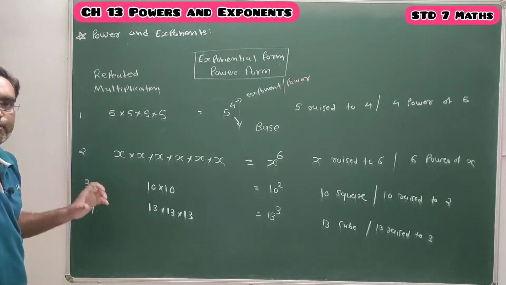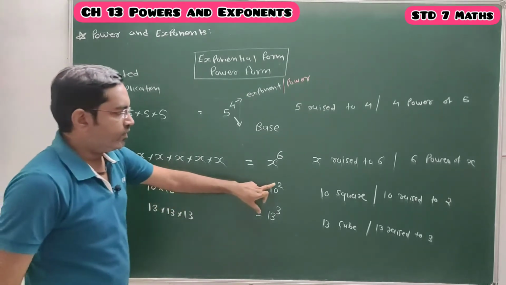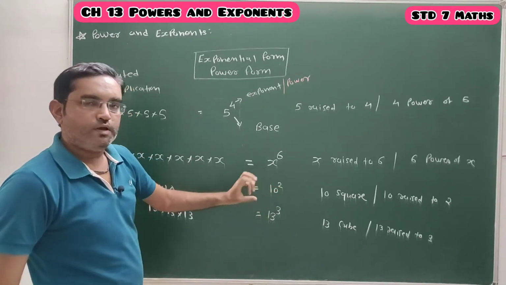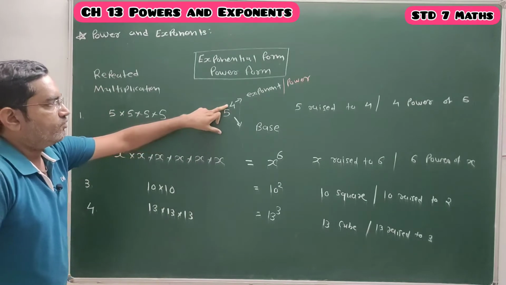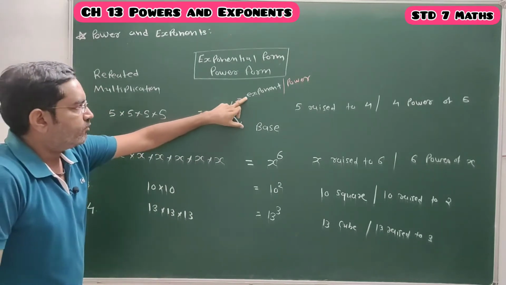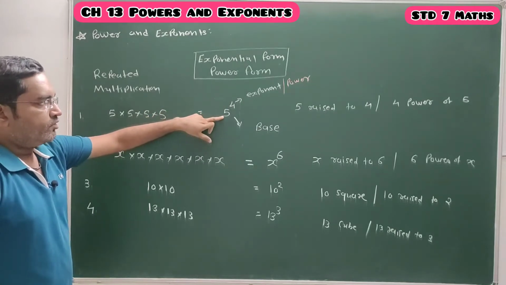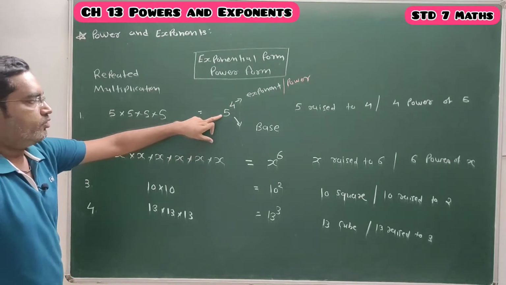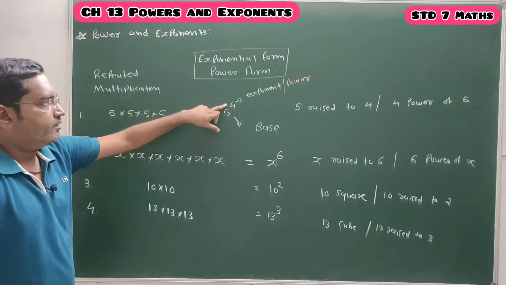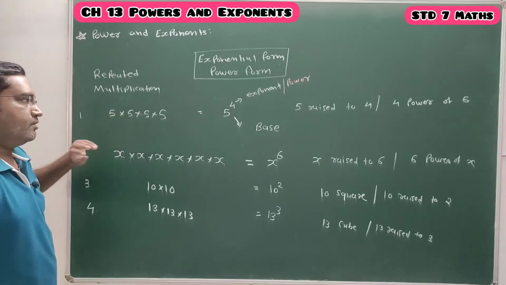So this is the basic introduction of power form. Power form consists of two components, base and exponent. The exponent represents the number of times the multiplication is repeated. For example, 5 raised to 4 is there. Here the power is 4. So what is the meaning of this 4? Multiplication of 5 with 5 repeated 4 times. So you have to multiply 5 with 5, how many times? 4 times. Done. So this is repeated multiplication.